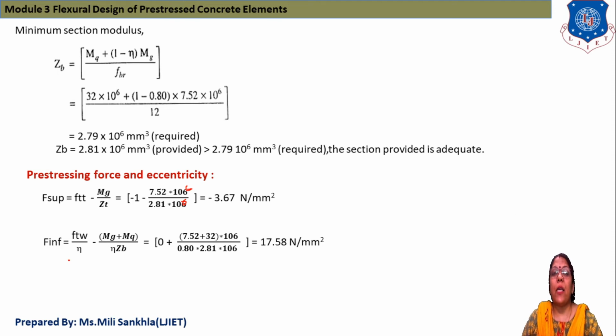Now next, f inf, that means here this value is at bottom fiber, that is equal to ftw divided by eta minus summation of Mg plus Mq, then eta Zb, put all the values. Again here we take care, this is in the form of 10 raised to 6, not 106. Okay, this is 10 raised to 6, 10 raised to 6. Please correct it. After solving that, we get our answer is 17.58 Newton per mm square. Okay, this one is the f superior and f inferior.